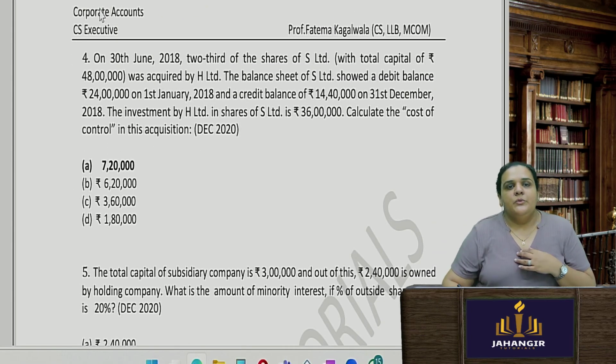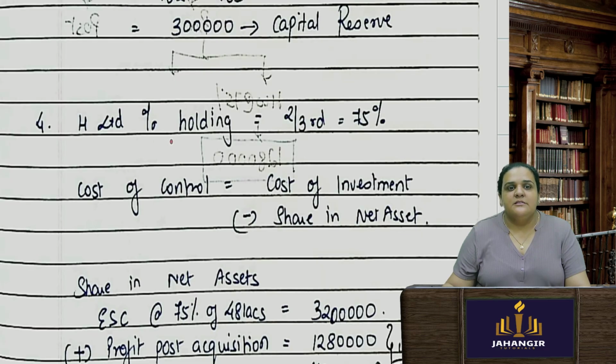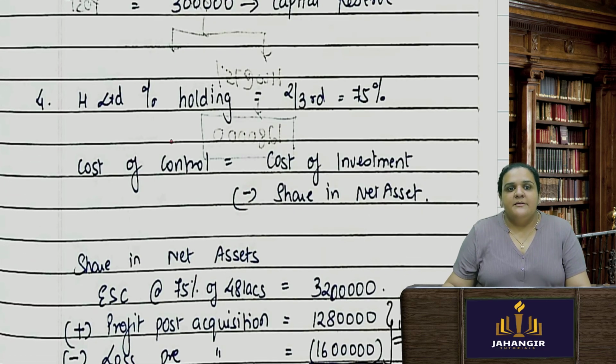Next. On 30th of June 2018, 2/3 of the shares of S, with the total capital of 48 lakh rupees, was acquired by H. The balance sheet of S showed a debit balance of rupees 24 lakhs as on 1st of January and a credit balance of 14,40,000 on 31st of December 2018. The investment of H in shares of S is 36 lakhs. Calculate the cost of control in this acquisition. So the year is from 1st of January to 31st December. Percentage holding 2/3 means 75%.